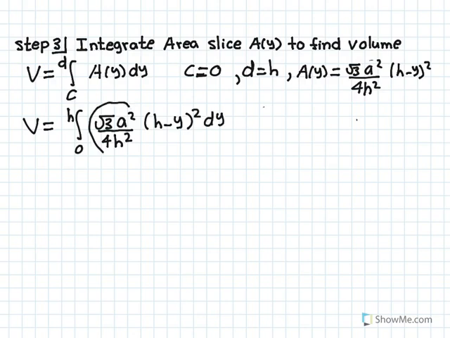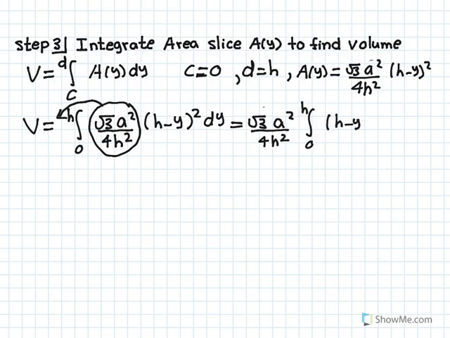Now all of this is a constant. Root 3 a squared over 4h squared is a constant. It passes right through the integral. Anything that doesn't have the letter y in it is a constant because we're integrating with respect to y. So that passes right through the integral, and we're going to get root 3 a squared over 4h squared, integral from 0 to h of (h − y) all squared.